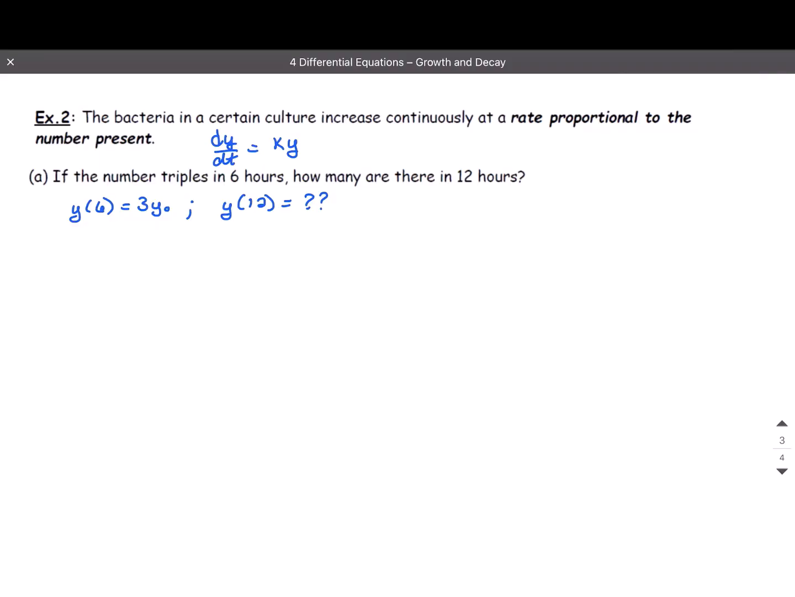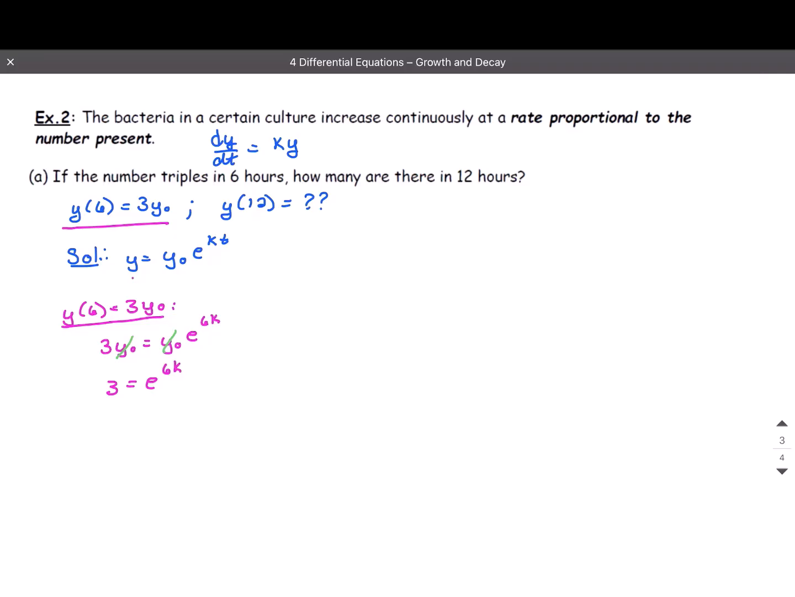So now, since we know our differential equation is dy/dt equals ky, we know that the solution is y equals y naught e to the kt. Now the problem is we don't know what y naught is, nor do we know what k is. So we're going to use what we do know. We're going to use the fact that y of 6 equals 3y naught, and we're going to plug that in to our solution. So we would have 3y naught equals y naught e to the 6 times k. Now, if you notice, there's a y naught on each side, which will divide out. So now we have 3 equals e to the 6k.